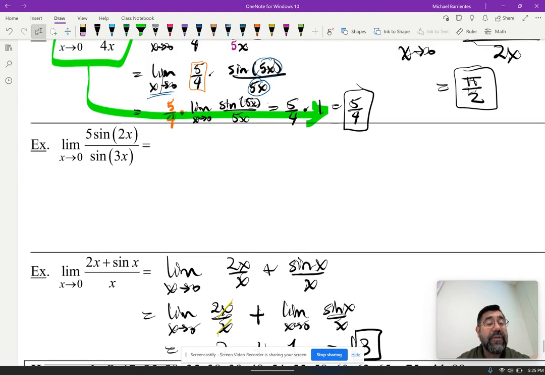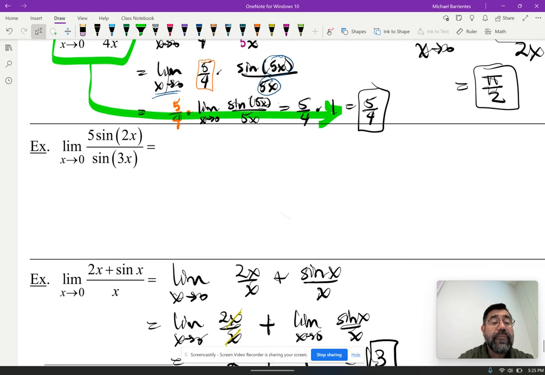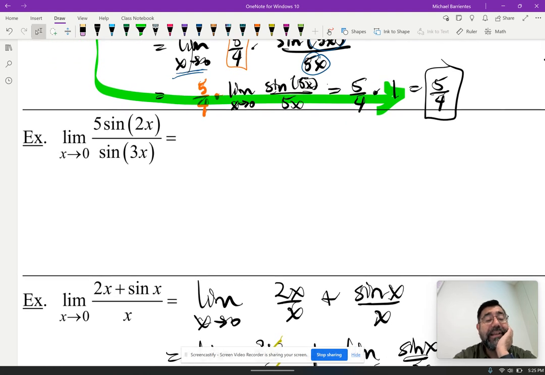And then finally, we'll look at this example. Any ideas? I don't know. There's a lot going on here. First of all, do you notice that there's a constant? So I'm going to pull that constant out of the limit because that constant doesn't have an x. It's not going to be affected by the limit. So I'm just going to write it in the front. 5 times the limit as x approaches 0.